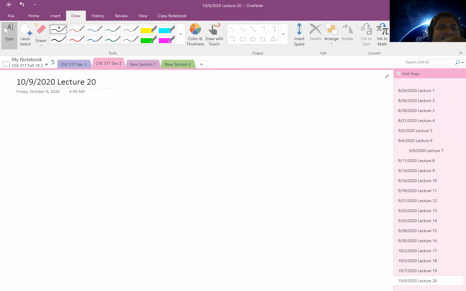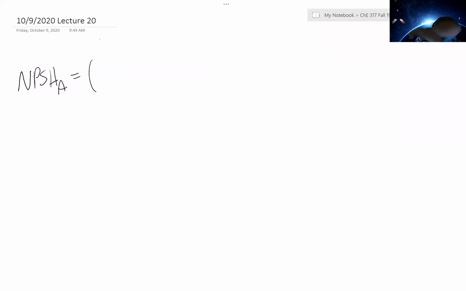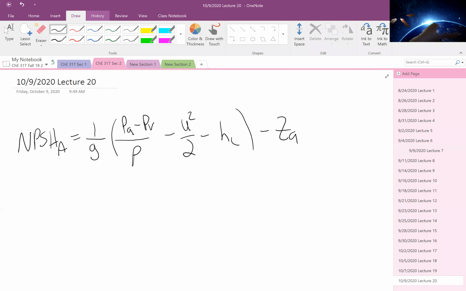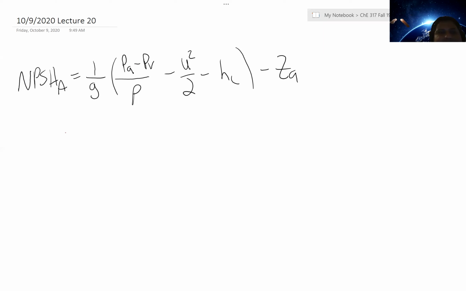So what thoughts do we have? Given our expression, NPSH A equals 1 over gravity times PA minus PV over rho, minus u squared over 2, minus head loss, minus ZA. How can we avoid cavitation?